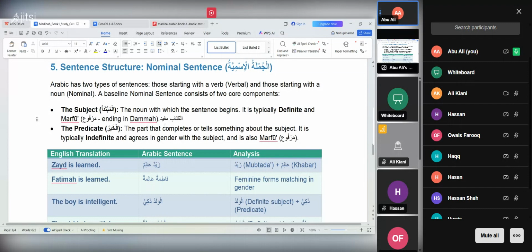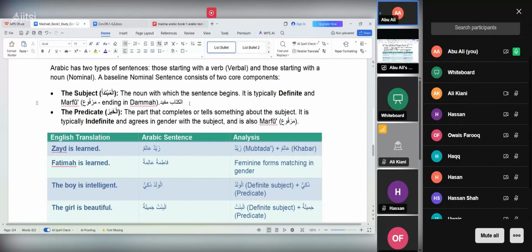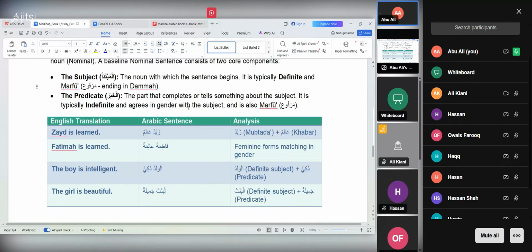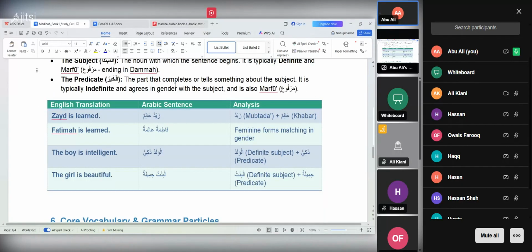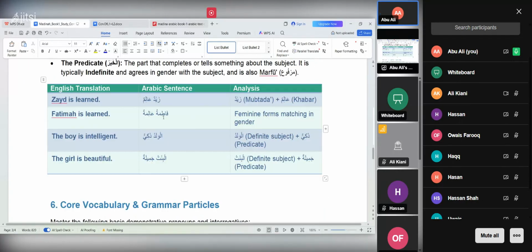You're giving news about the subject, the mubtada. You're attributing something to the mubtada. You're saying that this book is useful. Al-kitabu mufidun. Okay. They're both marfu'. The mubtada and the predicate are marfu'. They have a dhamma in the end. These are some examples. Can someone read me these examples?